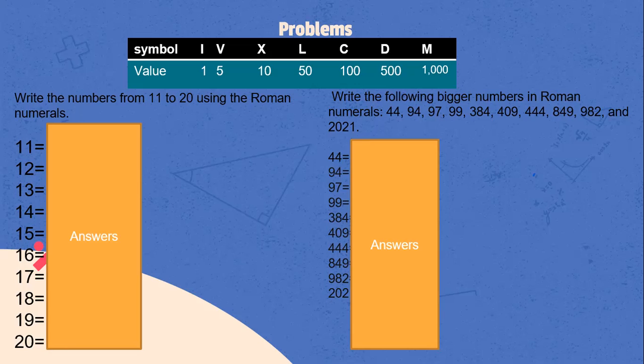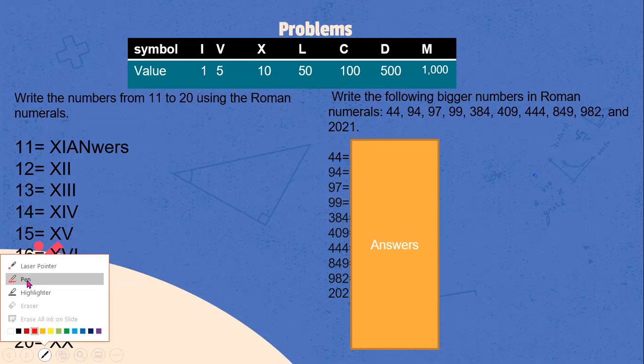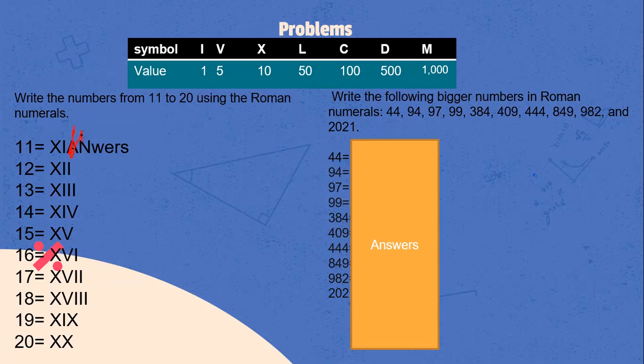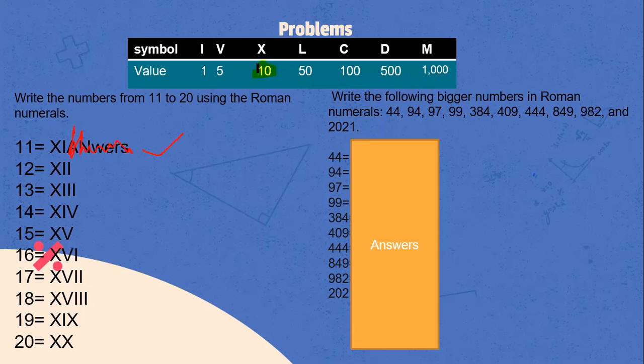All right, let's view the answers now. So for 11, it is XI. If you got that, good job. 12 is XII, good job again. 13 is XIII, good job, because that's just 10 plus 3 ones, which is III and then X.